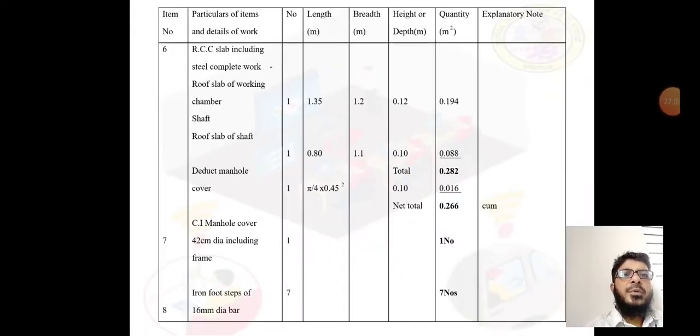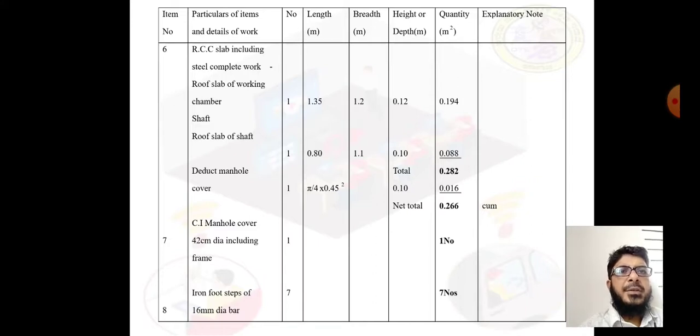Now come to next item, that is RCC slab including steel complete work. So in first one in roof slab of the working chamber. So number 1 is there, length is 1.35 and its breadth is 1.2 meter and thickness of the slab is 0.12 meter. So total quantity we got as 0.194.